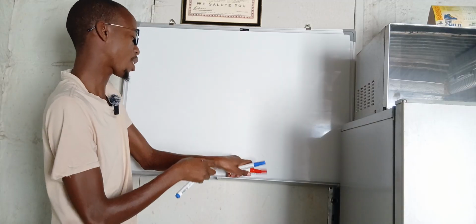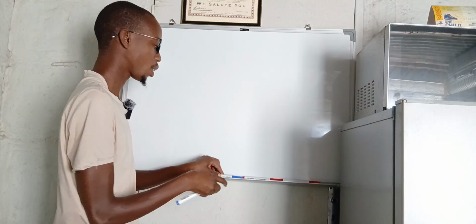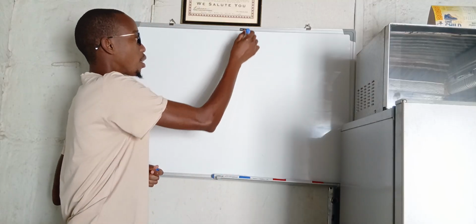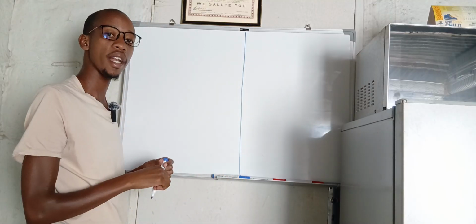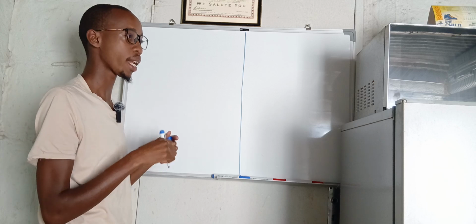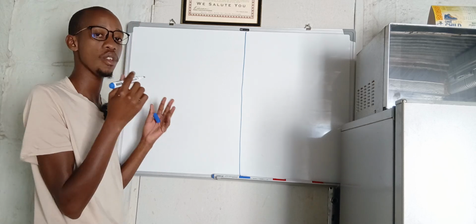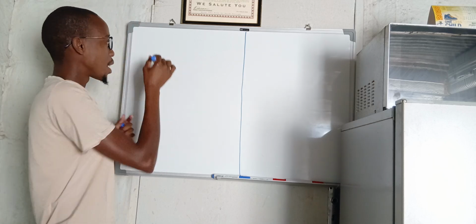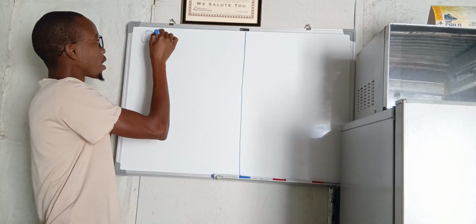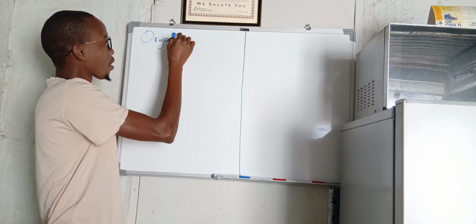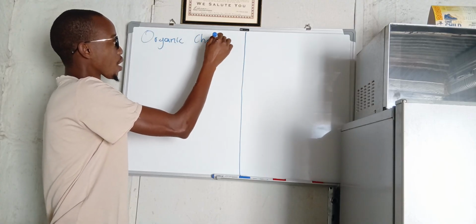So let's check something here. Carbon has a valence of 4 electrons, or rather a valency of 4. So what does that mean? It means that, let me just start here, organic chemistry.